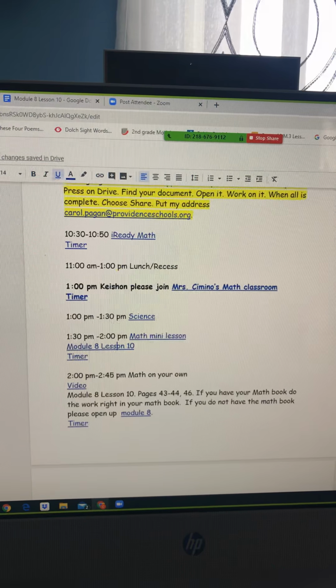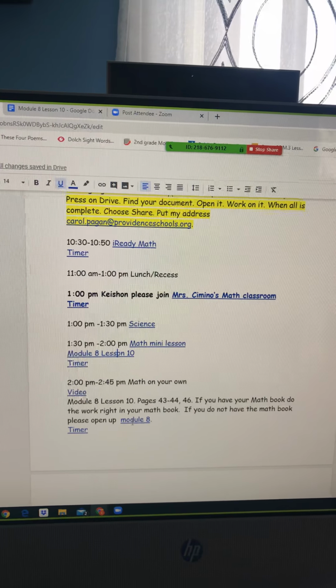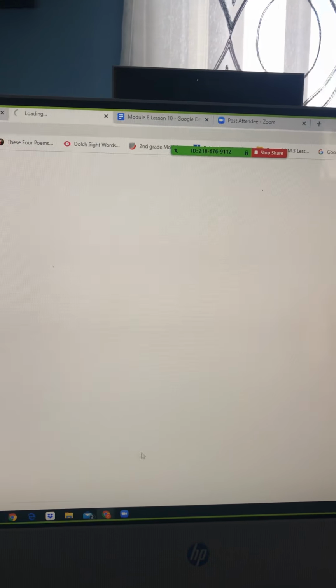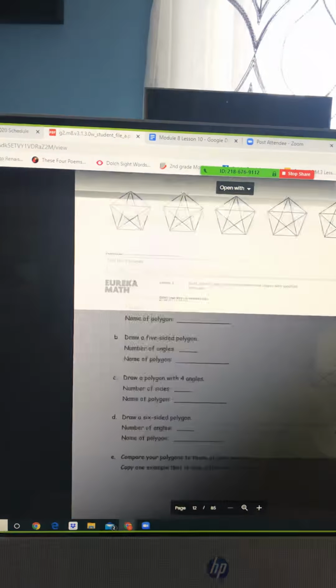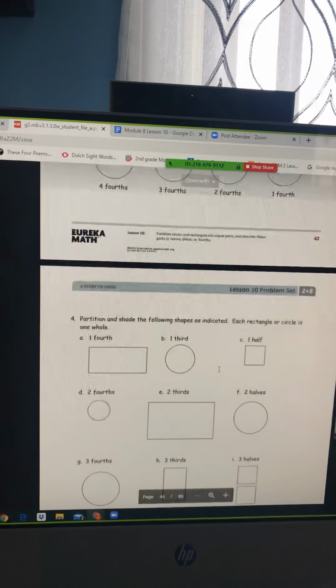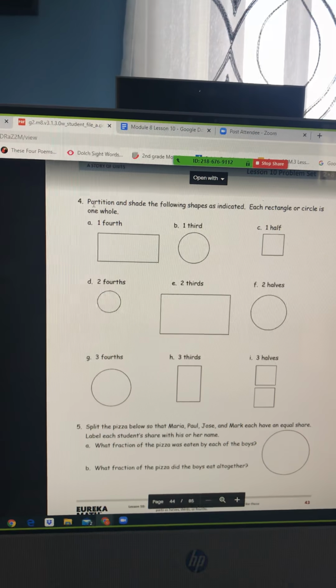All right, let's go to our math book. If you have your math book, go ahead and open it to page 43. Open it to page 43. And on page 43, they're asking you to do multiple steps.